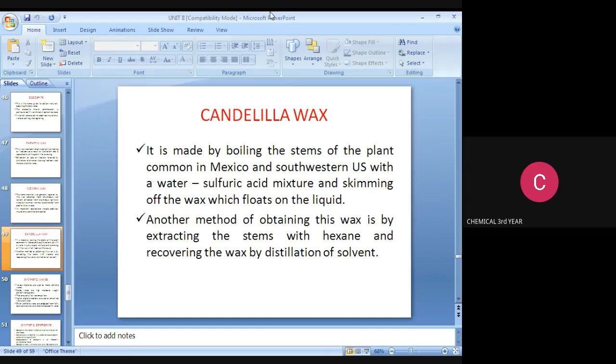Another method of obtaining this wax is by extracting the stems with hexane. So another method of extracting candelilla wax is using the stems and hexane, and recovering the wax by distillation of the solvent.